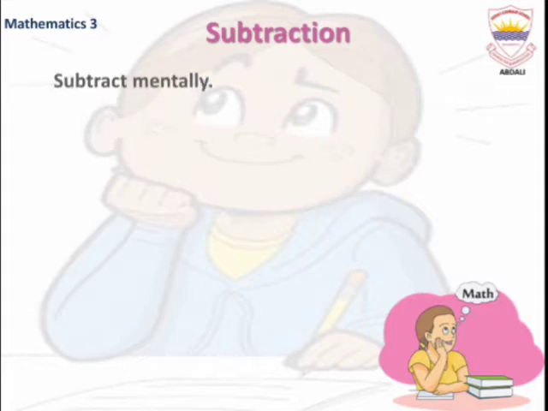Our first question of subtract mentally is 86 subtract 25. Student, our first step is to split the numbers into places. Firstly, we split 86 into two places. 6 is at ones place and 8 is at tens place.